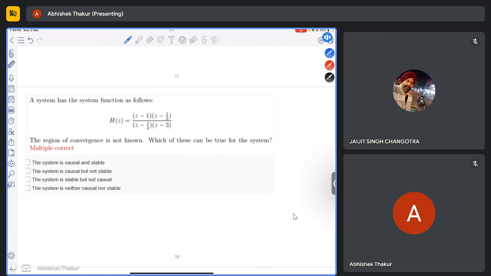A system has system function as follows: (z minus 1)(z minus 1/3) divided by (z minus 1/2)(z minus 3). The region of convergence is not known. Which of these can be true for the system?